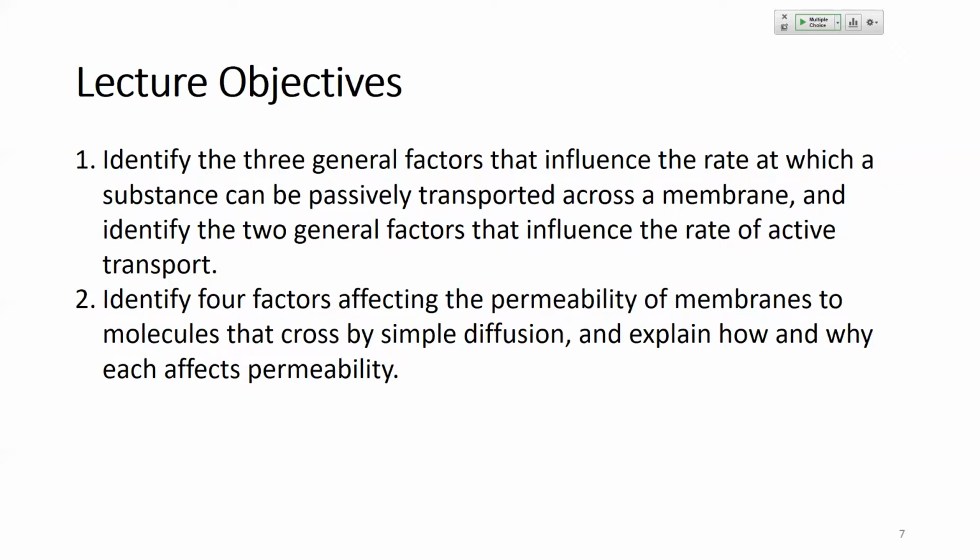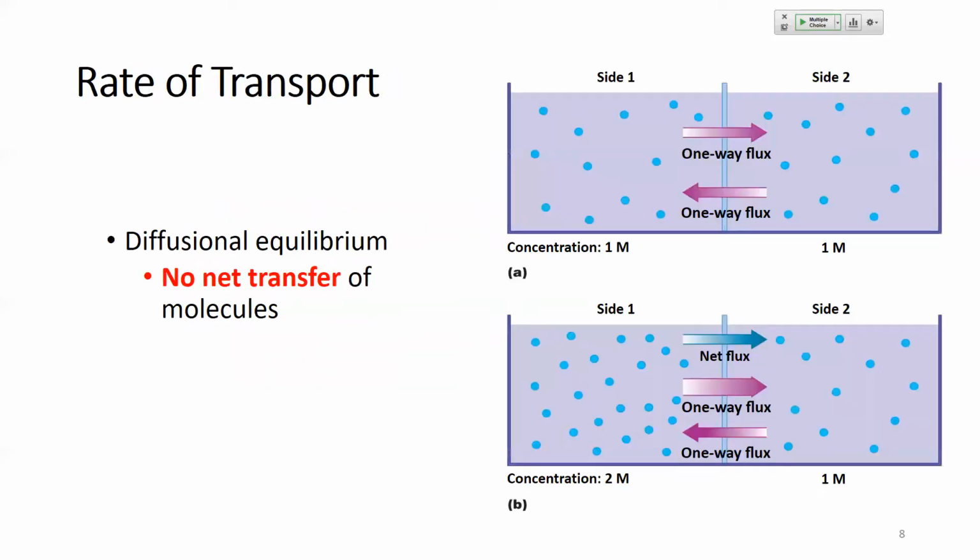So basically, identifying the three general factors that influence the rate at which a substance can be passively transported across the membrane, and the two general factors that influence the rate of active transport. When we speak of the rate of movement of particles across a membrane, we also need to understand what the diffusional equilibrium is. The diffusional equilibrium is basically a state where there is no net transfer of molecules across a membrane.